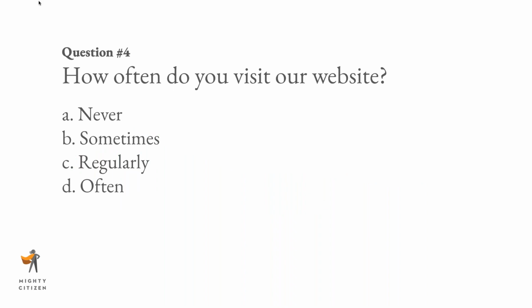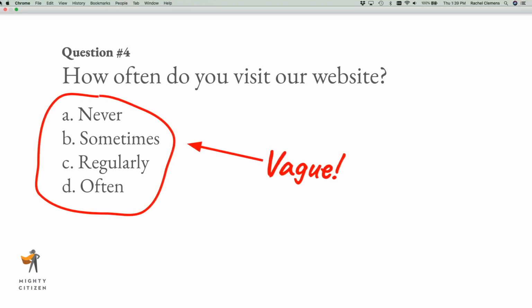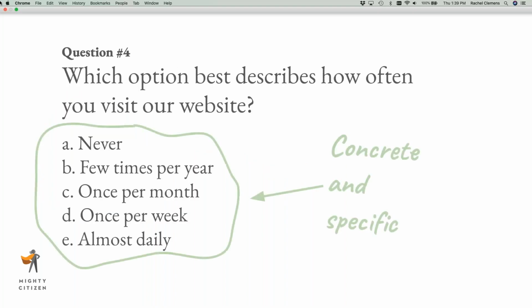Okay, last one. How often do you visit our website? So the options are never, sometimes, regularly, and often. What's wrong with this question? These answers are vague. So you might think you've covered your bases, but what's the difference between sometimes and regularly? How do I distinguish between B and C? So you want to switch it and say, which option best describes how often you visit our website? Never, a few times per year, once per month, once per week, or almost daily. These are concrete and specific.